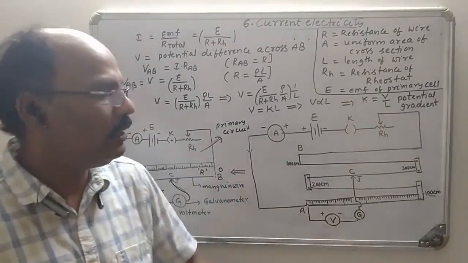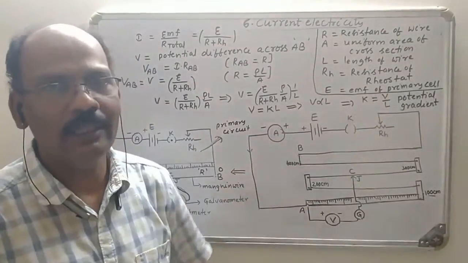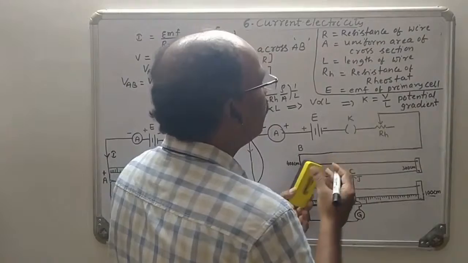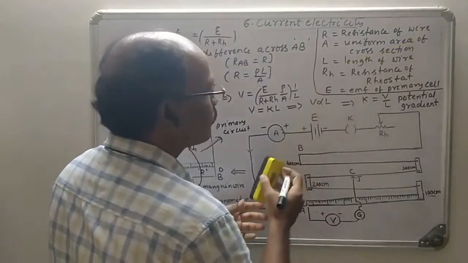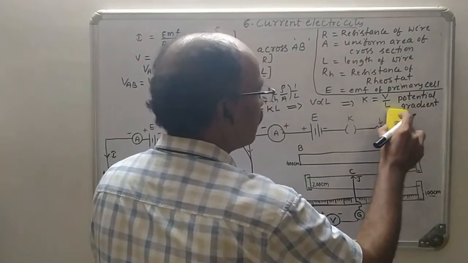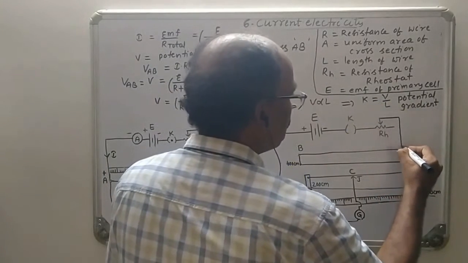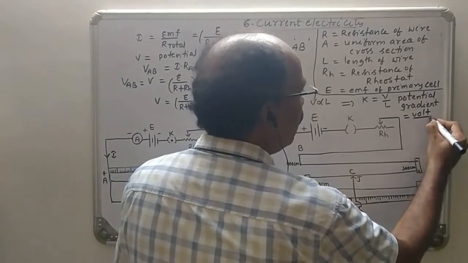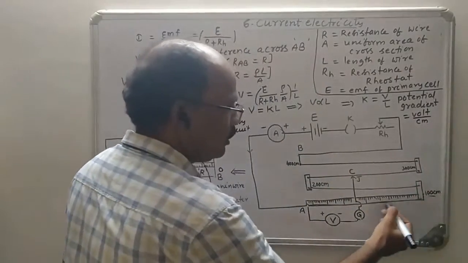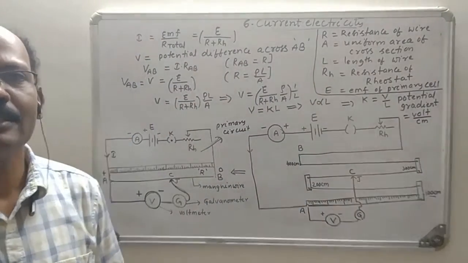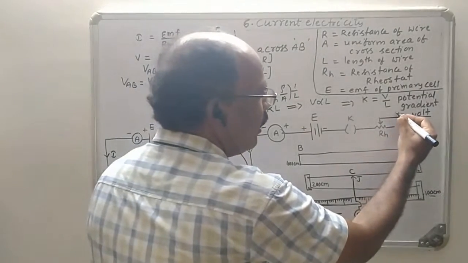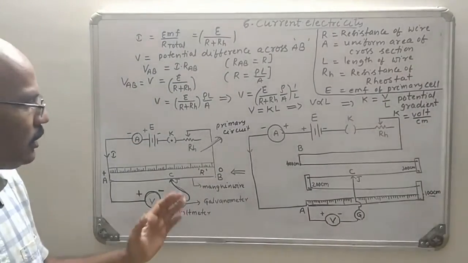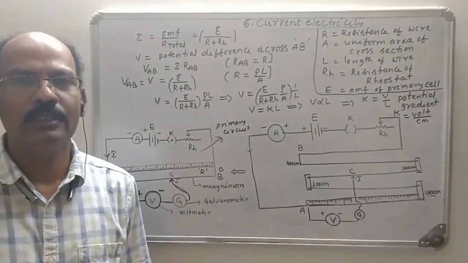What is the unit of potential gradient? Volt per centimeter. So the unit of this is volt upon centimeter. Why? Because the length of the manganese wire is taken in centimeters. So the unit of K is nothing but volt per centimeter. So this is the principle of the potentiometer.